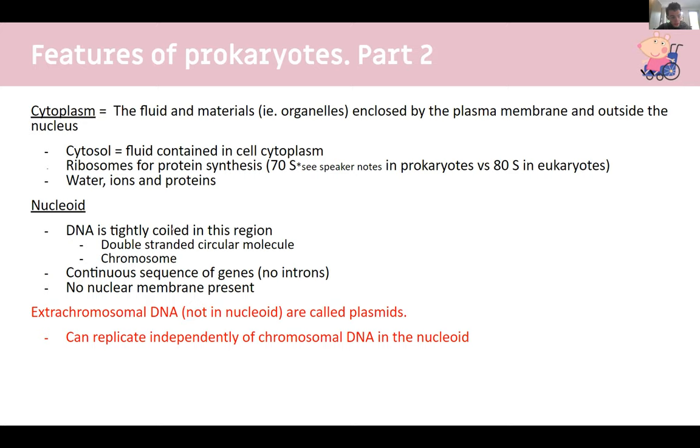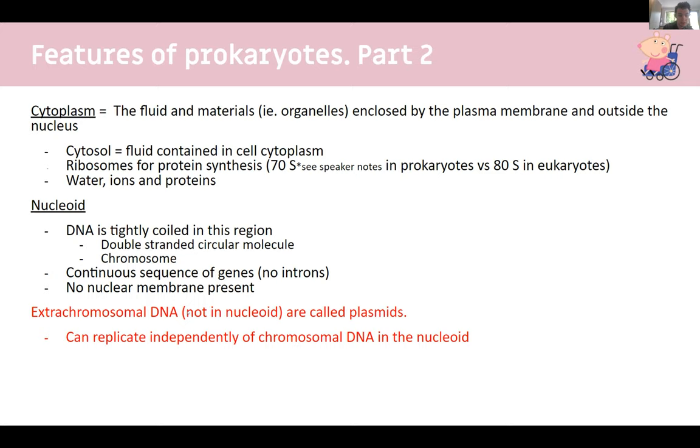A nucleoid is tightly coiled. It's not as tightly coiled as in a eukaryote, which has histone protein complexes to coil around. Here it doesn't have that, but it's very tightly coiled. They're double-stranded circular molecules, and these are their chromosomes. They have a continuous sequence of genes. I don't know if you remember, but when we were talking about eukaryotic genetic material, they had introns and exons and junk DNA. Often the introns were spliced out, or you could have selective splicing of exons. Here you don't. It's just a continuous sequence of DNA. It's simultaneously translated and transcribed. There's no nuclear membrane present.